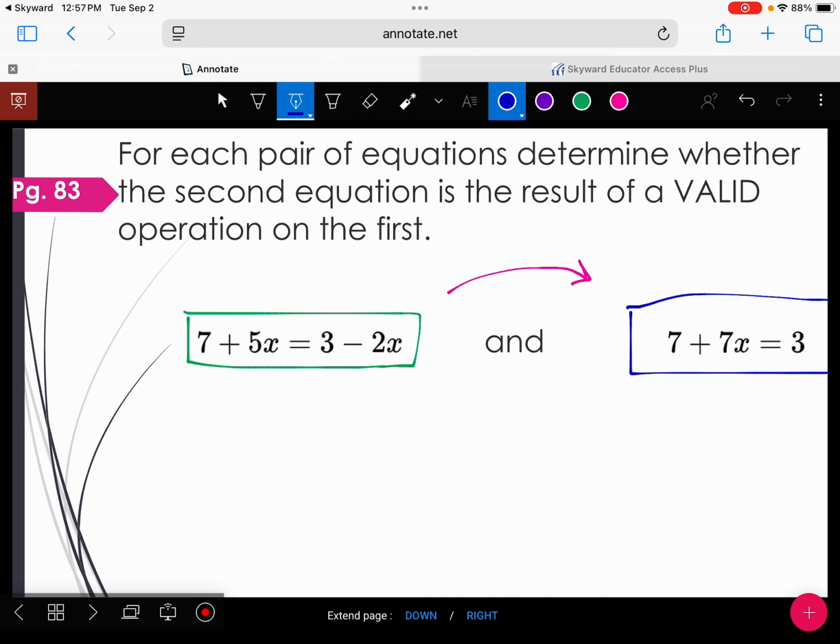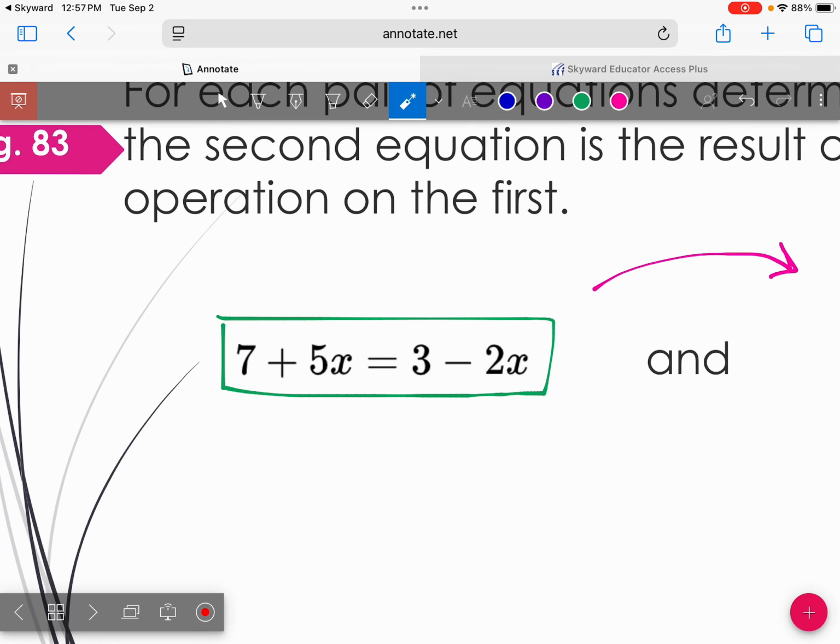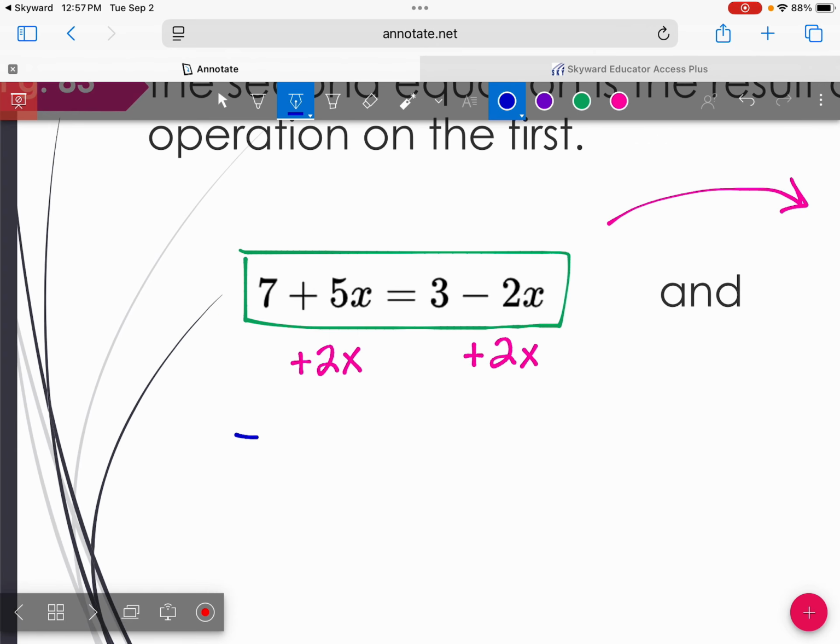Adding. Yeah, so they tried to get all of our X's to combine together. So what they did was they added 2x to this side, and they added 2x to this side. When they do that, 7 plus 7x equals 3. Is that an okay thing to do? Is that something we're allowed to do?